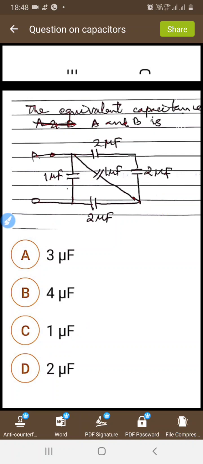This is the way of solving the multiple choice question.